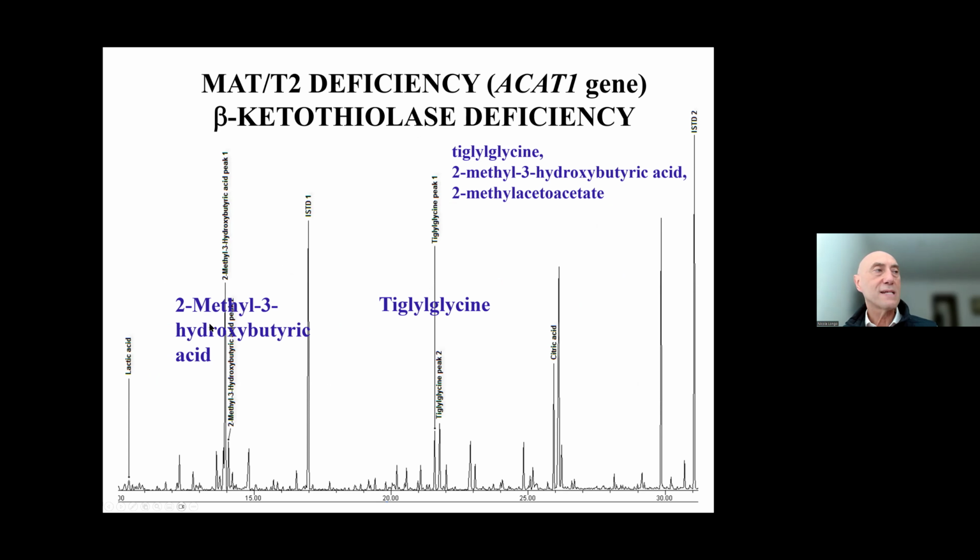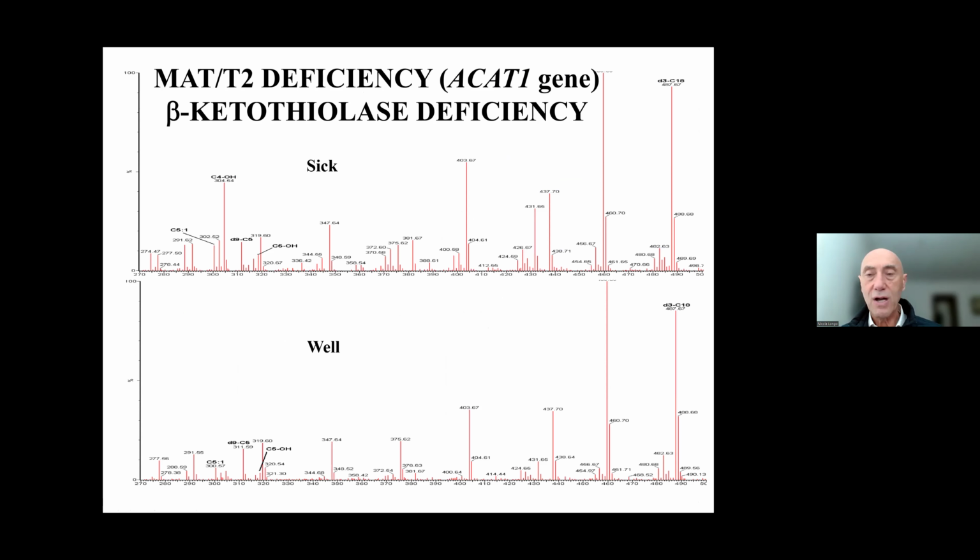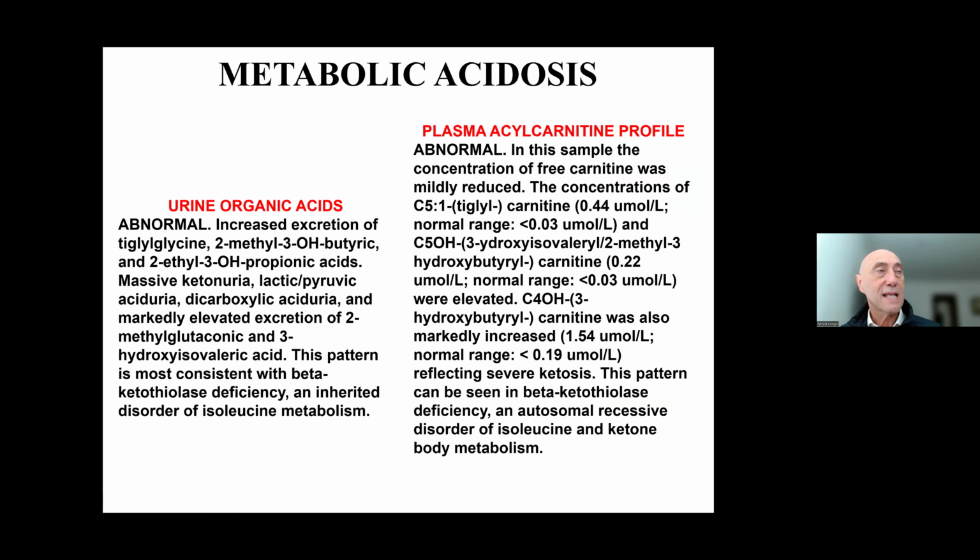There are several other organic acids that can be seen, including 2-methylacetoacetate, which is characteristic of this condition. We saw an excess of tiglylglycine as well, and the urine organic acids and the plasma acylcarnitine profile show an elevation of C4OH carnitine, C5:1 carnitine, and C5OH carnitine. And you can see that the levels of these chemicals, especially C4OH, are much lower when the child is well. Here is the interpretation of the urine organic acids and the plasma acylcarnitine profile. That was the one that gave us the diagnosis in this patient.